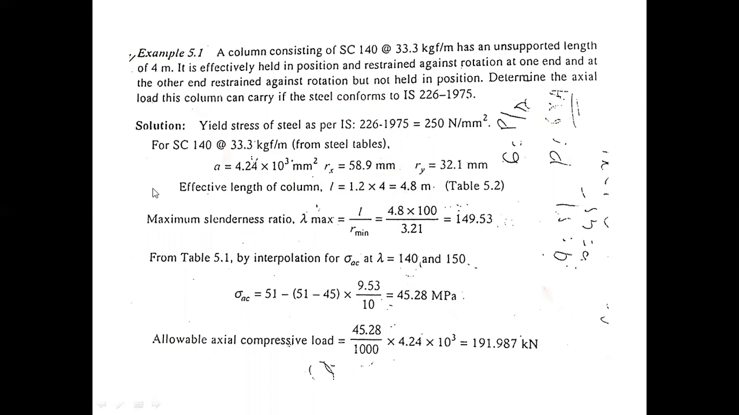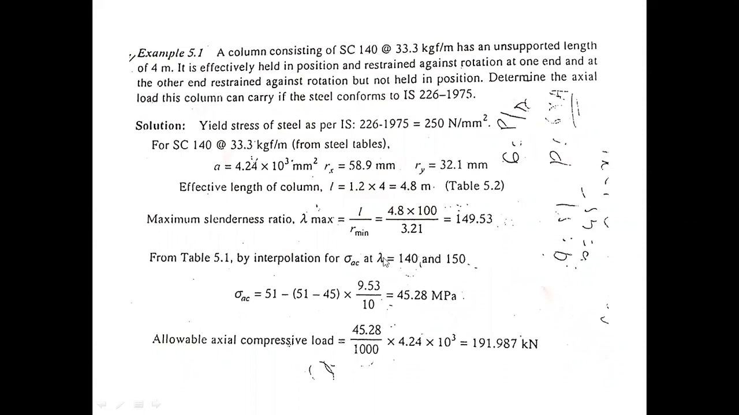Maximum slenderness ratio lambda max is equal to l upon r minimum, which is equal to 4.8 into 100 upon 3.21, which is equal to 149.53. Now from table 5.1, by interpolation, for sigma ac at lambda equal to 140 and 150. For this lambda max value, we have to go for table 5.1.